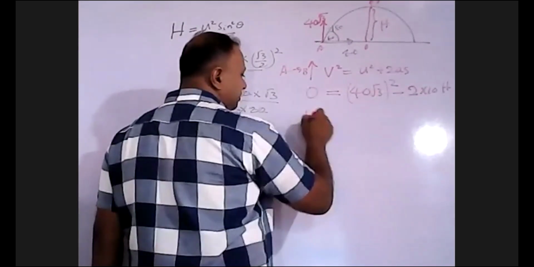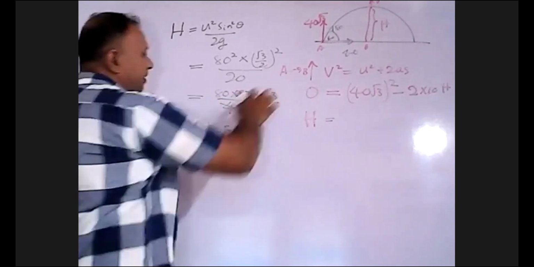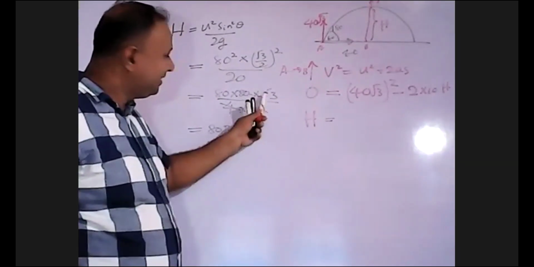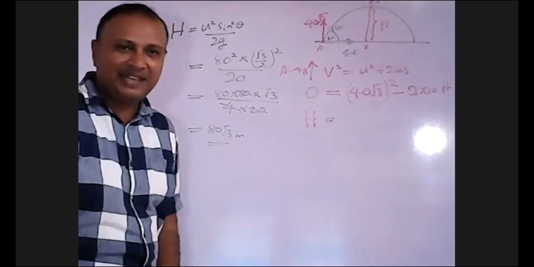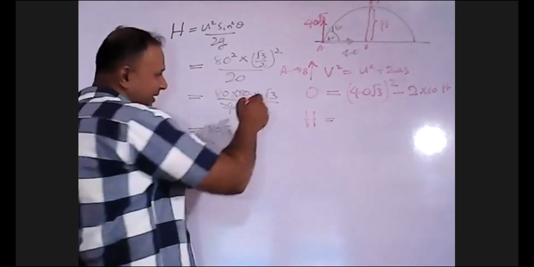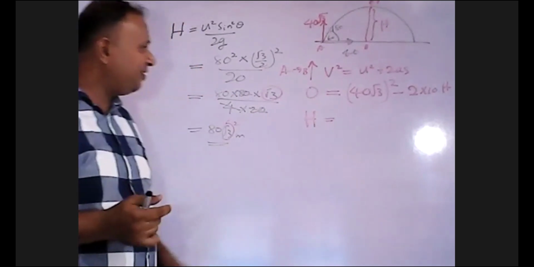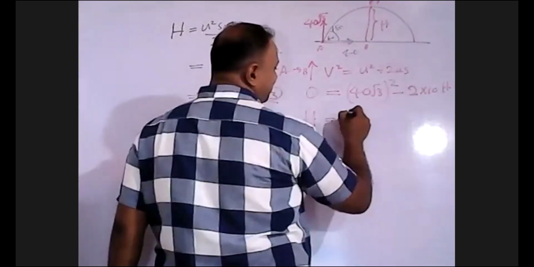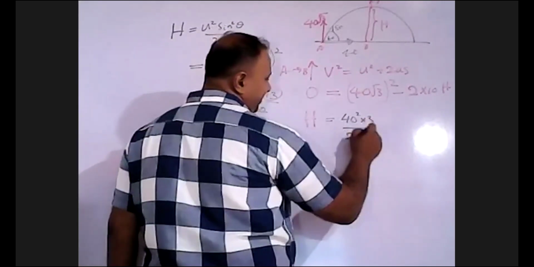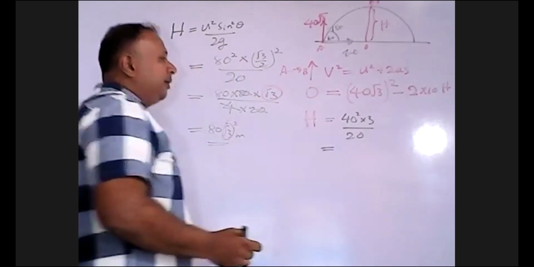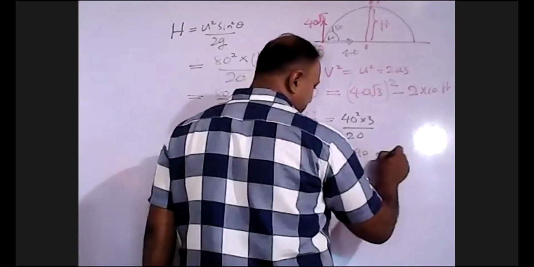Therefore, h is equal to 40 root 3 squared over 20. With the root 3 squared, if I take root 3 squared, then 240. Your answer is correct. 40 squared into 3 over 20. 20 means 40 into 2, into 3. That means 240 meters.